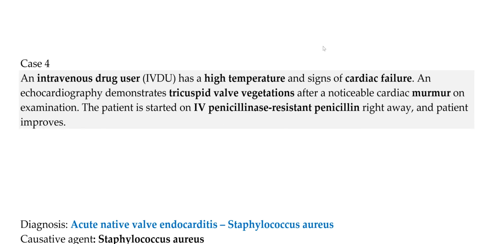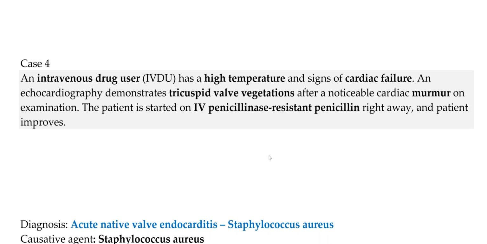So, it is acute native valve endocarditis caused by Staphylococcus aureus. And how we have come to this conclusion. So there are lots of clues which point towards this diagnosis. First of all, there is no prosthetic valve or any surgery which has been done. So native valve. It is an acute condition presenting with fever and cardiac failure. And a risk factor is also there, that is intravenous drug use. And the symptoms are also there, that is cardiac murmur. The investigation, that is echocardiography, is showing vegetations on the tricuspid valve. So these are sufficient clues to tell you that it is acute native valve endocarditis.